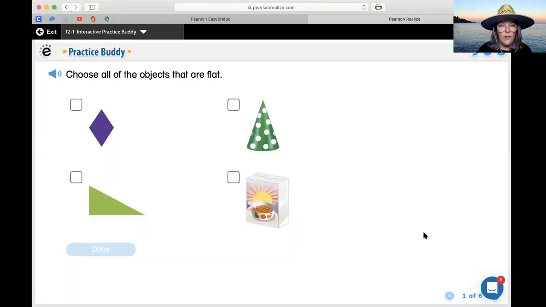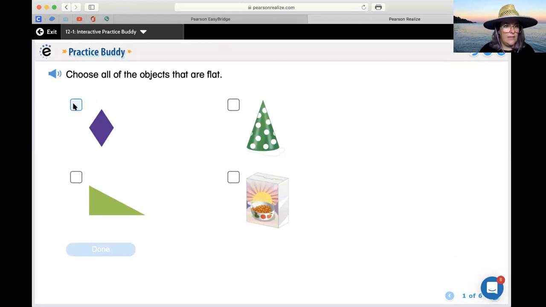All right, so we're going to work on this a little bit together. We're not going to do all of them. We're just going to do a few to get our brains ready for today's math assignment on page 494. So it says, choose all of the objects that are flat. Flat 2D shapes. Remember, they only go two ways. They go up and down and side to side, but they don't go front to back.